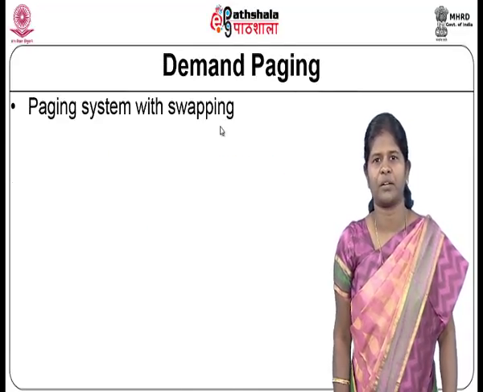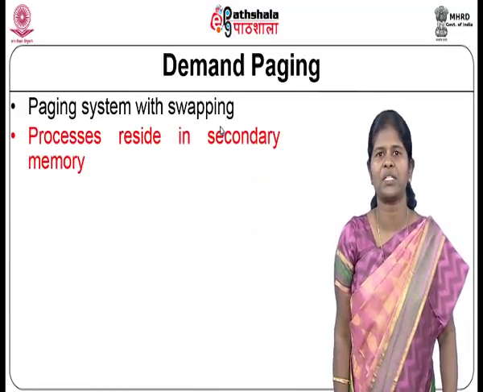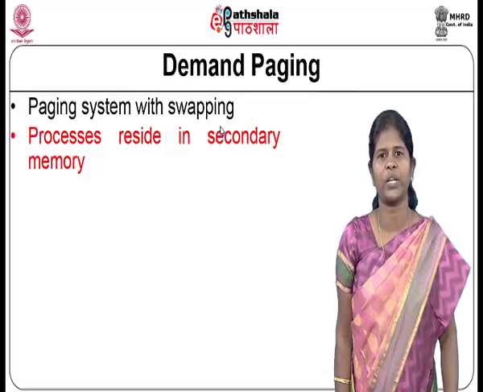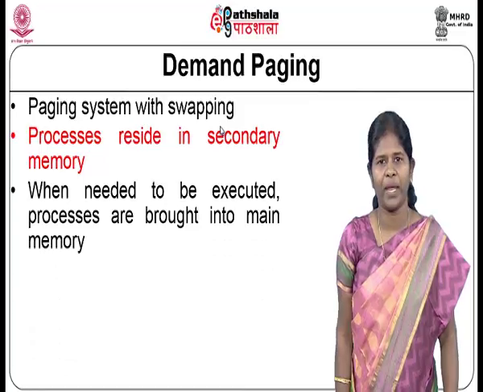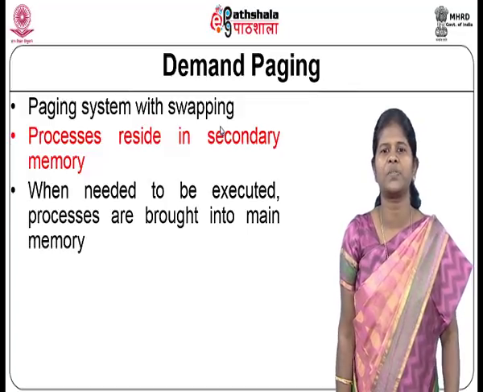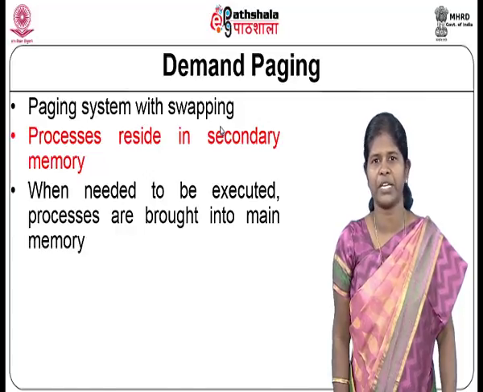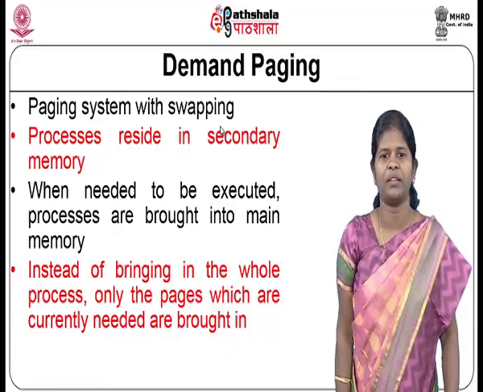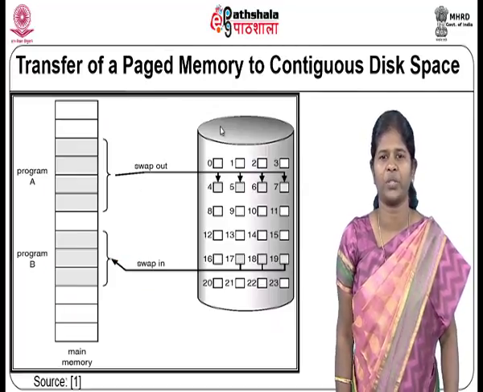So, demand paging. What is demand paging? It is a paging system in which you combine swapping also. Here in demand paging, the processes actually reside in the secondary memory, which can be the disk. Whenever the process needs to be executed, only then is it brought into the main memory. Else it is kept in the secondary device only. Hence, instead of bringing the whole process, only the pages which are currently needed are brought into the main memory.